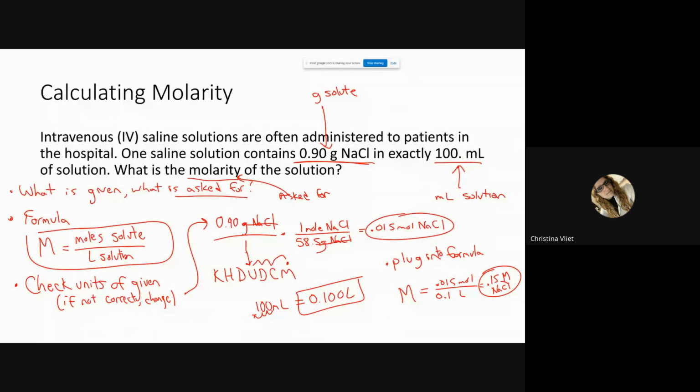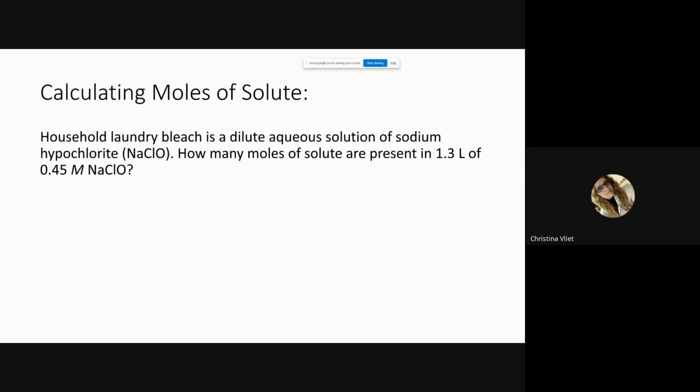All right, next question won't look so involved. The involving parties have to change the unit. Let's try this next one. Oh, now we're talking about bleach. Bleach, don't drink it. Is a dilute aqueous solution of sodium hypochlorite, which is specifically NaCl. How many moles of solute are present in 1.3 liters of 0.45 molarity NaCl?